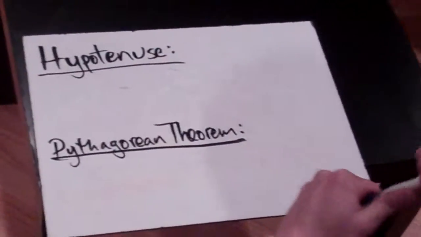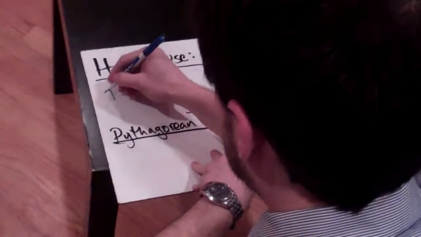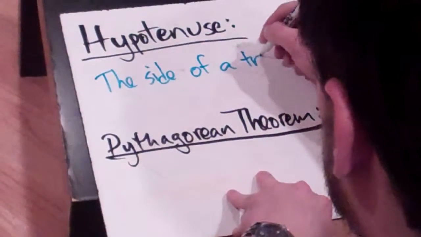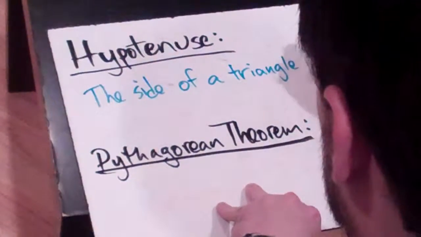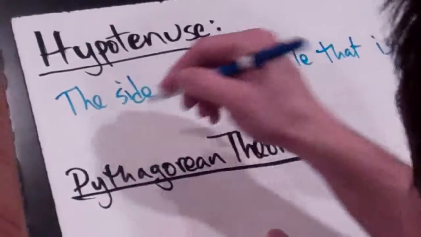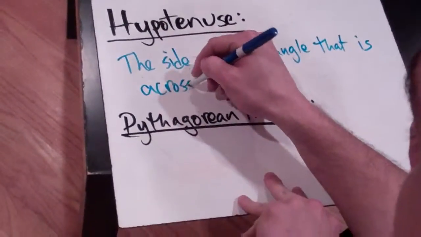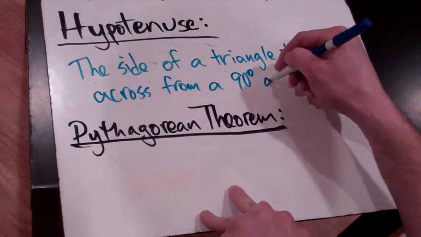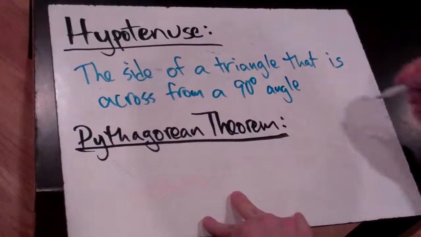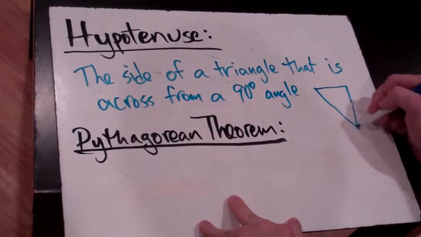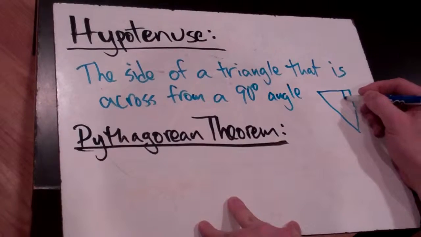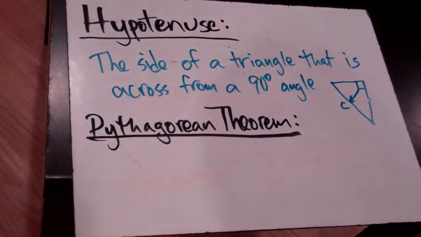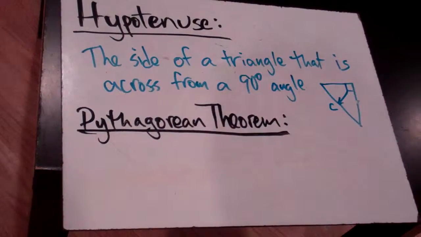So the hypotenuse is always going to be the side of a triangle that is across from a 90-degree angle. So if we have a right triangle here, the hypotenuse is always the side that's right across from that 90-degree angle. Typically, we usually see that as C, but it could be any letter, okay?